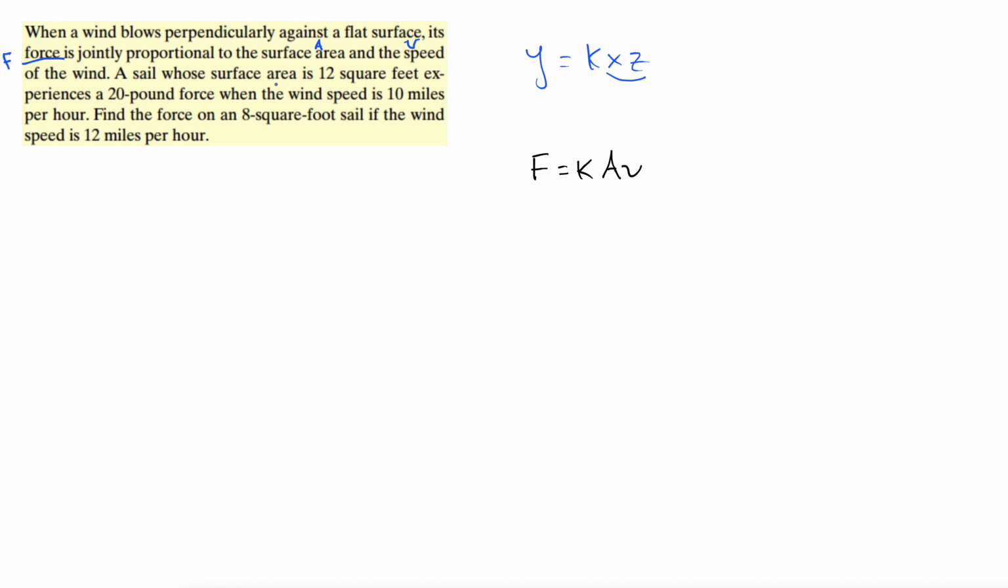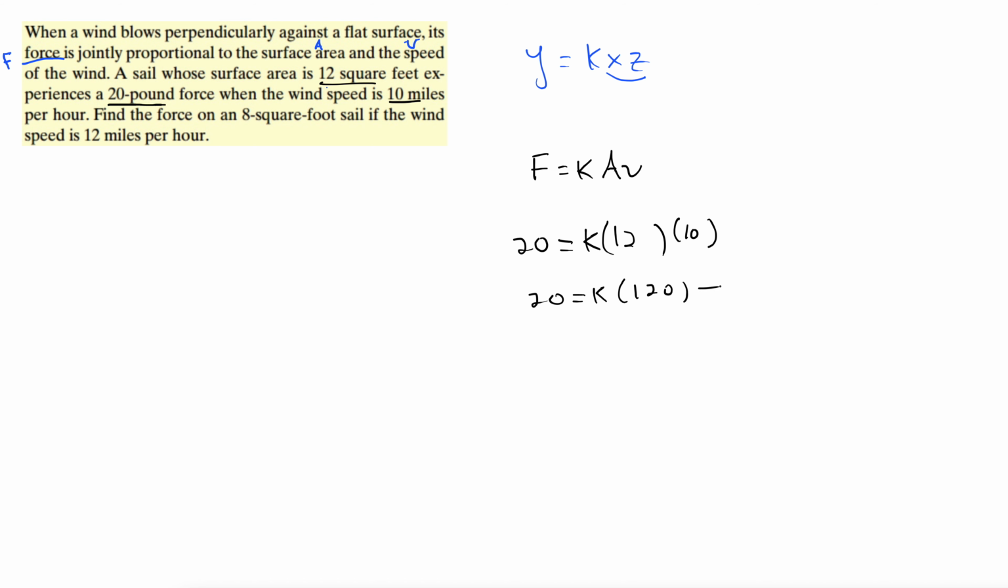So a sail whose surface area, okay, so we have the area is given. So let's plug everything in here. We don't know what K is. It's giving us 12 for the area. Okay, there's that. Experiences a 20-pound force, that's force, so 20 goes over here. When the wind speed, that's velocity, is 10. Okay, so we have 20 equals K times 120.